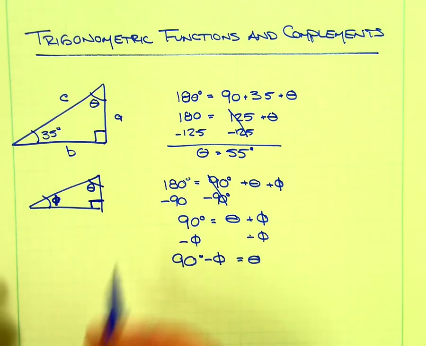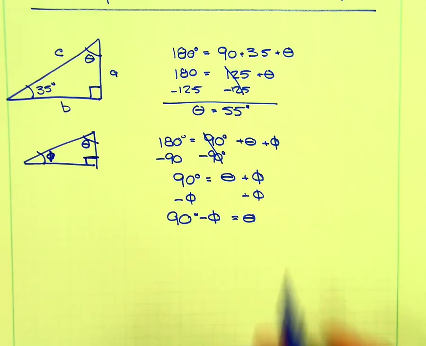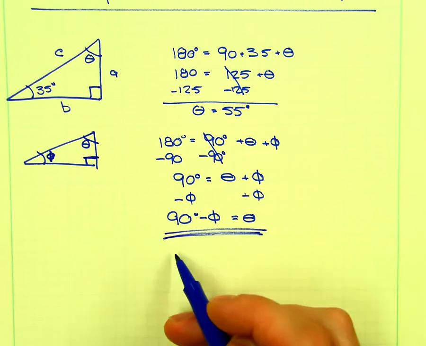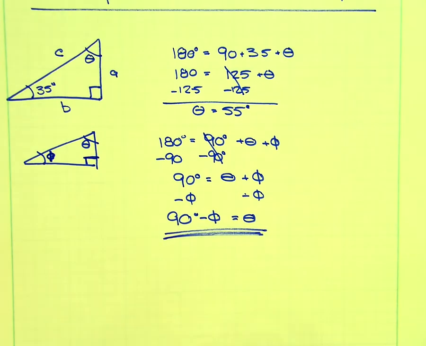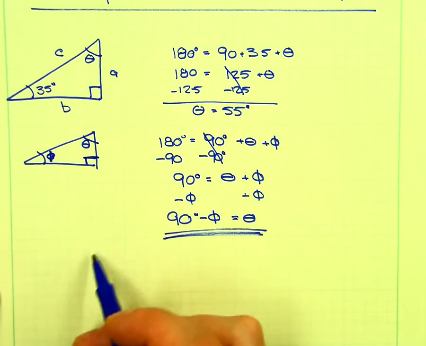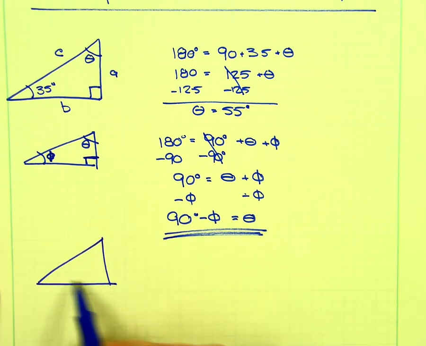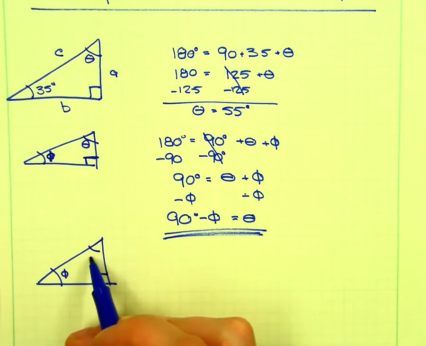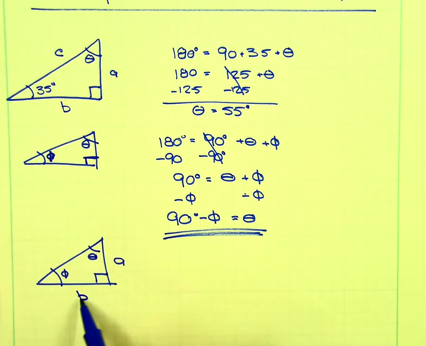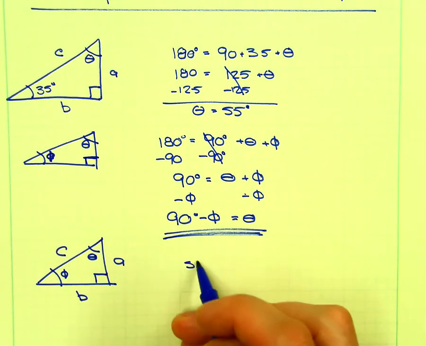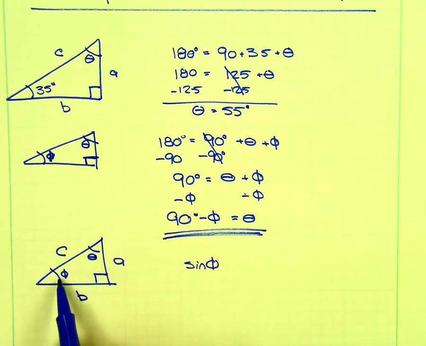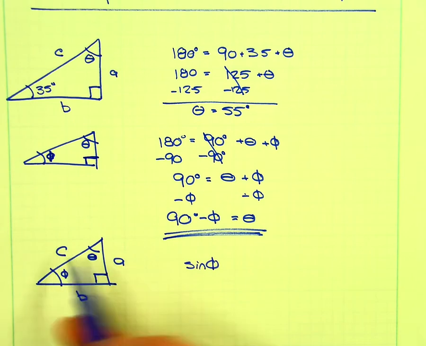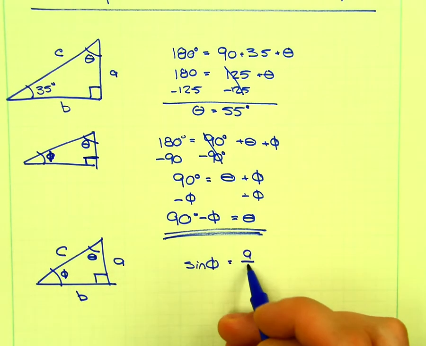Now check this out, okay? Let's just remember this relationship right here: 90 minus phi is going to be equal to theta. Now, if I'm looking at my triangle once again, I'm going to switch things around a little bit here. Here I've got theta, and I've got my A, my B, and my C. So let's explore the relationship between the sine and the cosine. Say I'm looking at the sine of phi right here. This is opposite over the hypotenuse, which is just going to be A over C.